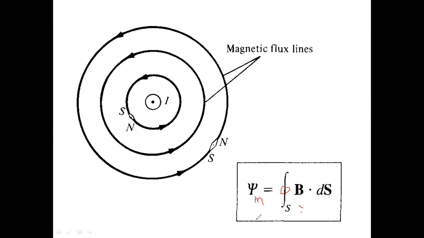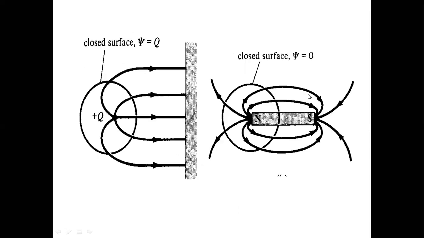Okay, now let me ask this question in another way. See, these are the magnetic lines of force. So suppose this is over a closed surface. Is there any flux coming outside? No. Then over a closed path, what would be the value of this? Zero. Very, very important. The magnetic flux over a closed surface is always 0.